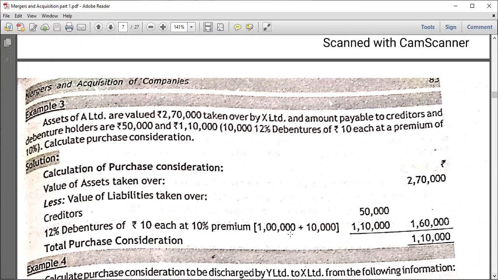Okay. Now, 2,70,000 worth of assets and 50,000 and 1,10,000. Under the net asset method, the simple formula is assets taken over minus liabilities taken over. So the value of assets taken over is how much? 2,70,000. You have to write assets taken over minus value of liabilities taken over. Under that we have two liabilities. One is creditors, the other is debentures. The creditor value is how much? 50,000.